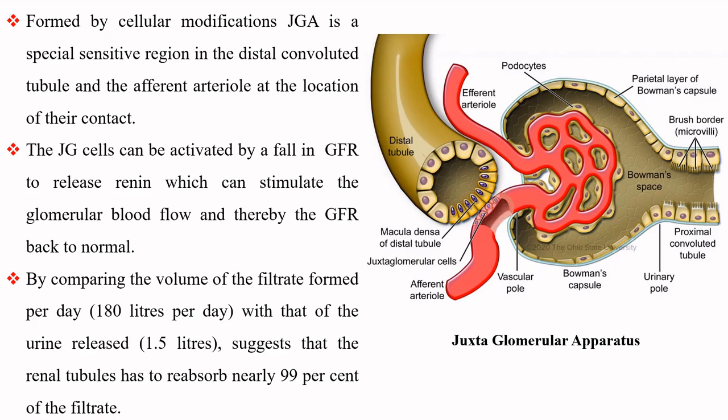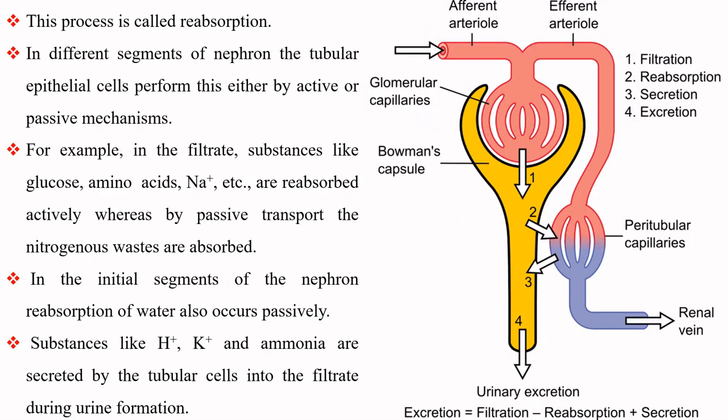Comparing the volume of the filtrate formed per day with that of the urine released suggests that the renal tubules have to reabsorb nearly 99% of the filtrate. This process is called reabsorption. In different segments of the nephron, the tubular epithelial cells perform this by either active or passive mechanisms. For example, in the filtrate, substances like glucose, amino acids, sodium ions, etc. are reabsorbed actively, whereas nitrogenous wastes are absorbed by passive transport. In the initial segments of the nephron, reabsorption of water also occurs passively.